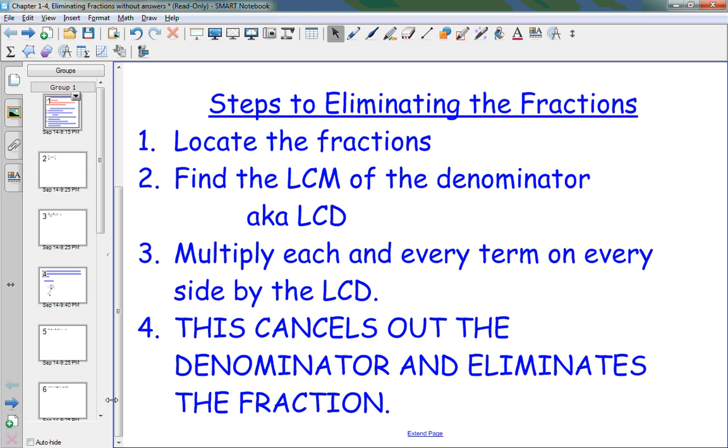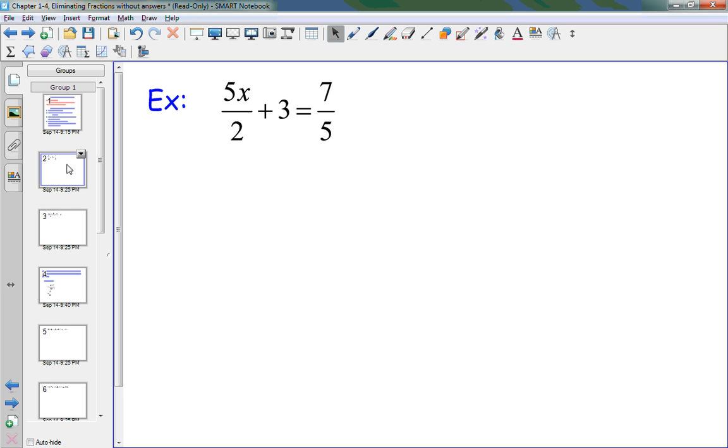So with that said, I have my first problem here. Write it down. 5x over 2 plus 3 is equal to 7 over 5. Talk to me. What do I do? Step 1 says to do what? Locate the fractions. Well, my fractions are going to be the 2 and the 5. Yay or nay?